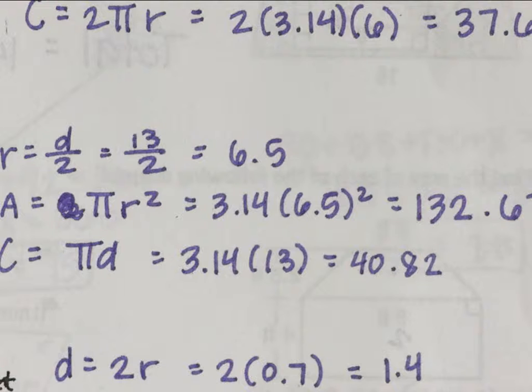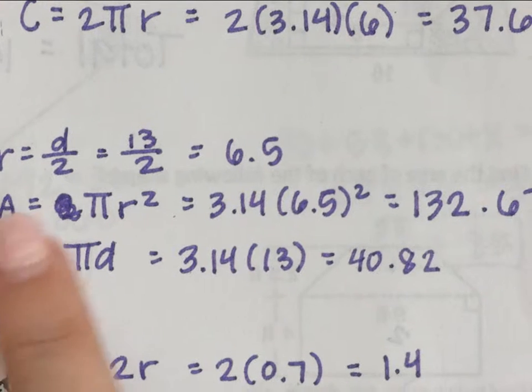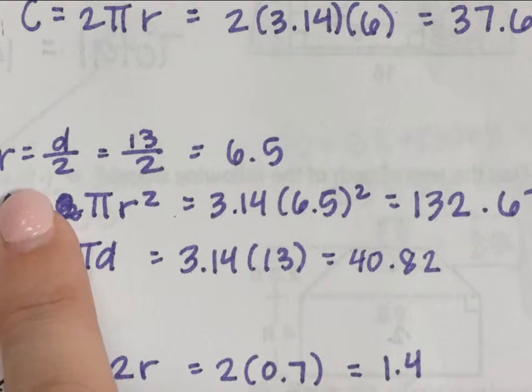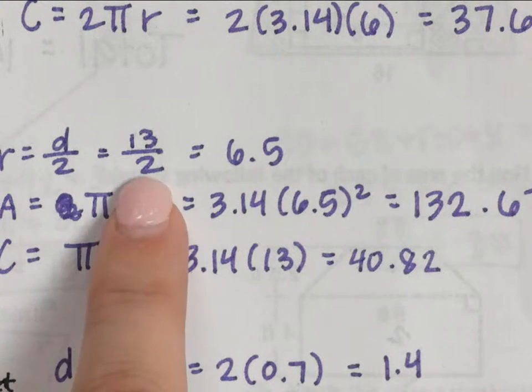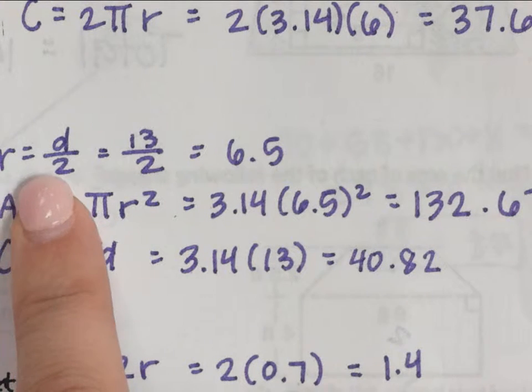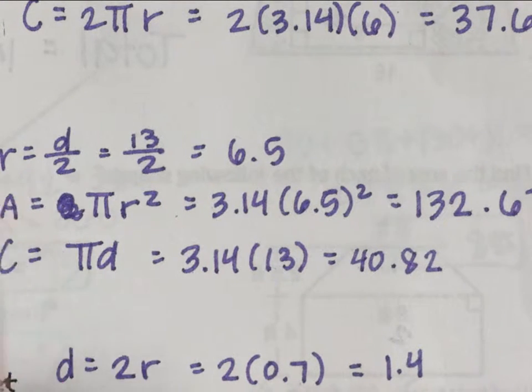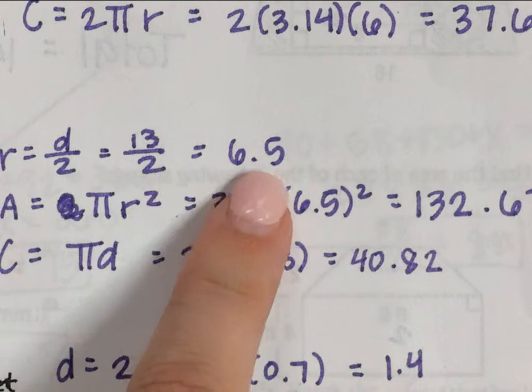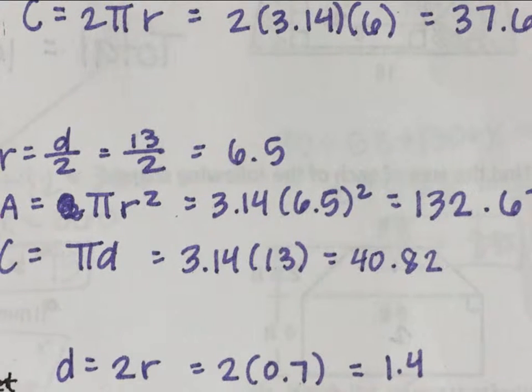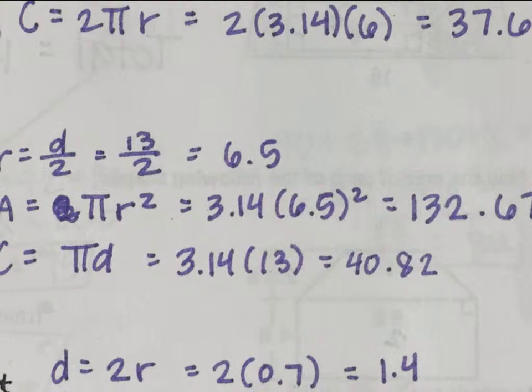Why did I have to divide? Because I had to find the radius. They gave me the diameter. So in order to find the radius, it is diameter divided by 2. My diameter is 13. Divide that by 2 and it gives you a radius. Those are the two formulas that you will not have on the test tomorrow: diameter and radius. Any questions on those two?